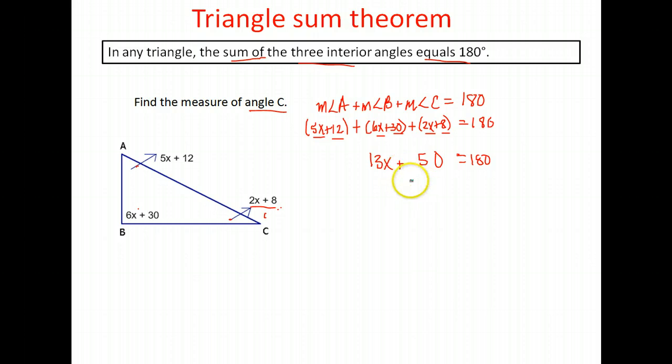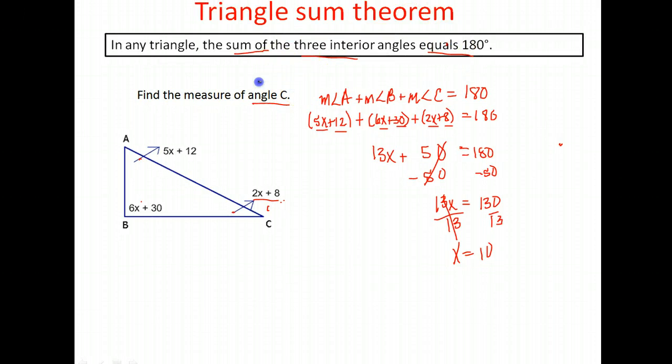We want to solve this equation for x. We have a plus 50, so we subtract 50 from both sides. That gives us 13x equals 130, and we finally divide both sides by 13, and we get that x is 10. Now, double check. Did they want x? Nope, they didn't. They wanted the measure of angle C, but we had to find x to get there. But don't stop here. Make sure you solve the full problem.